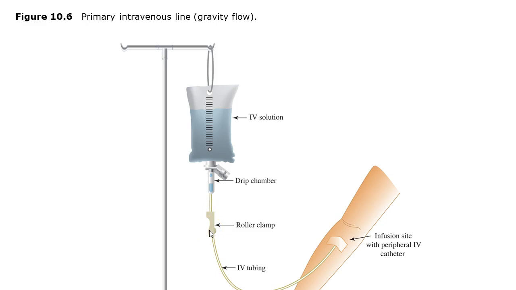The drop factor has to do with the tubing. So many drops, depending on what tubing you use, equals 1 milliliter, okay? And in order to do a dimensional analysis calculation, you need to know what type of tubing you are using on your patient, whether it's 10 drops per mL, 15 drops per mL, or 20 drops per mL. That will help you calculate the mLs per hour or the drops per minute.